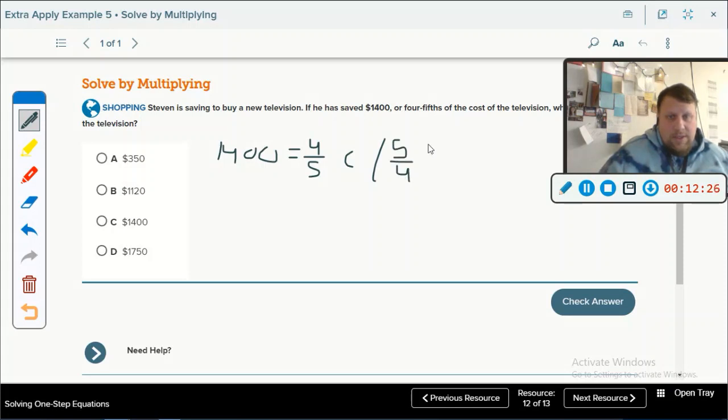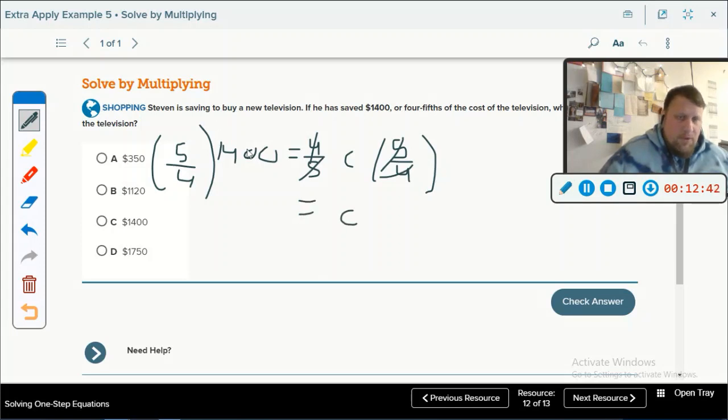Use them fractions, they ain't going to hurt you. Some of you are like, yes, they are, Mr. Tim. No, they're not. 5/4. And boom, those cross out. I'm left with C equals, over here. Hey, if you're ever not sure how many times 4 is going to go into something, that's okay. We can try it out. 4 goes into 14 3 times.